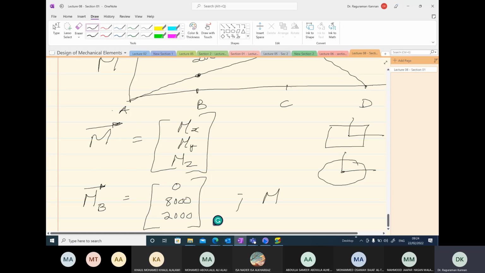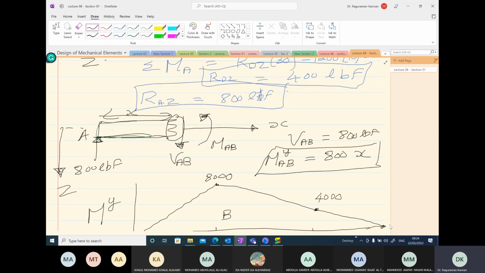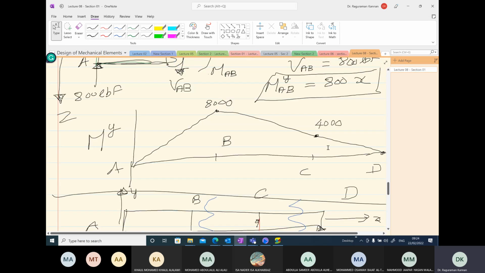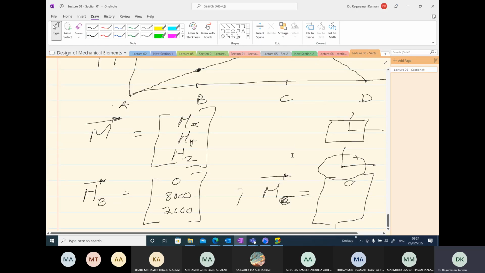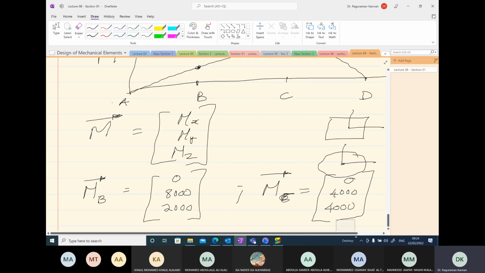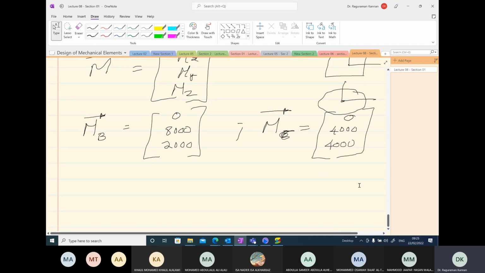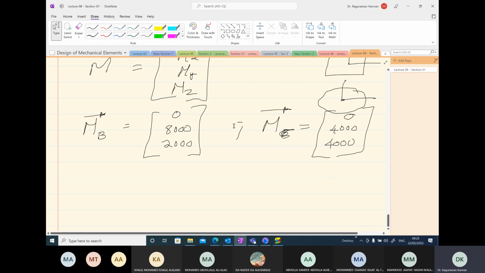Similarly, I can write the bending moment vector at point C. Mx is 0. My value at point C is 4,000. And come down and see, the Mz value is also 4,000. My is 4,000, Mz is also 4,000 at point C. Which one is maximum? We need to find the magnitude to find where the bending moment is maximum.